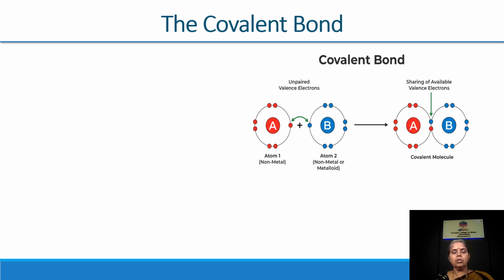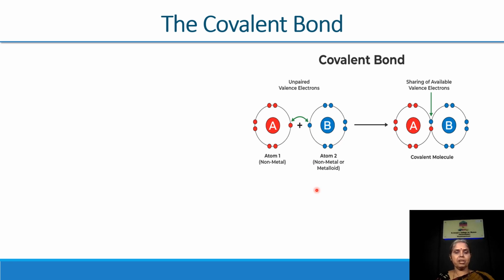Let us go to the first part of the chapter, the covalent bond. As we have already learnt in our previous classes, covalent bonds are formed by the sharing of electron pairs. It is clearly shown here, wherein you have two atoms, atom 1 and atom 2. Atom 1 has 7 electrons in its valence shell. Atom 2 also has 7 electrons in its valence shell.